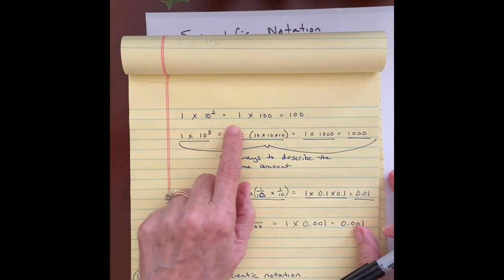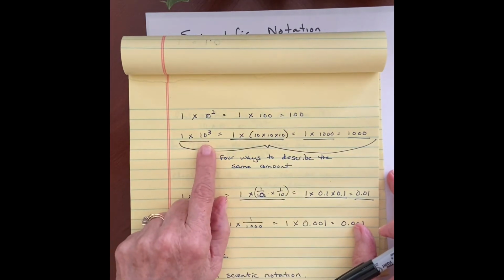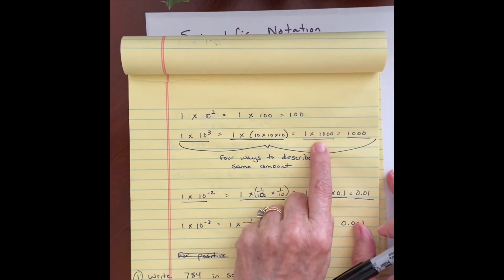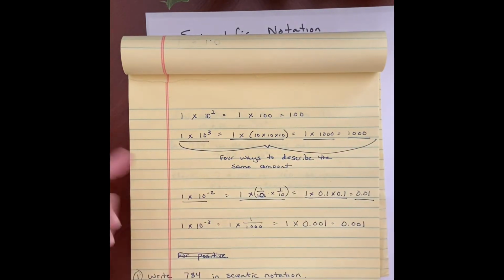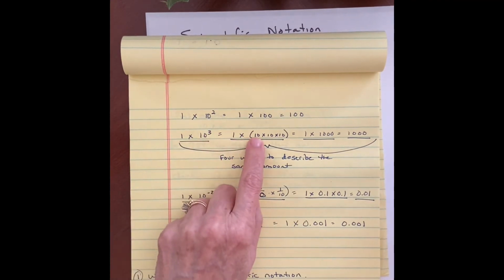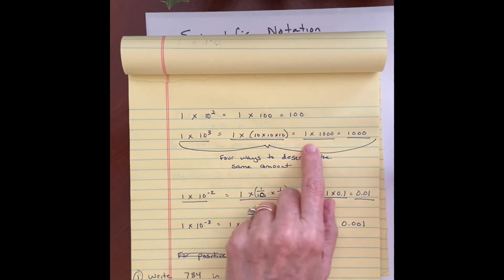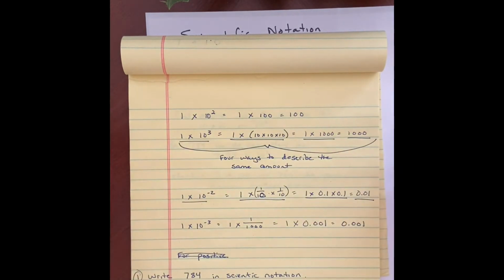That's the same thing as that is the same thing as that. That's the same thing as that, same thing as that, and that. So that's just 4 different ways to write 1,000. 1 times 10 to the third power, 1 times 10 times 10 times 10, 1 times 1,000, or just 1,000. Same amount of stuff, we're just describing it in different ways, depending on what our needs are.